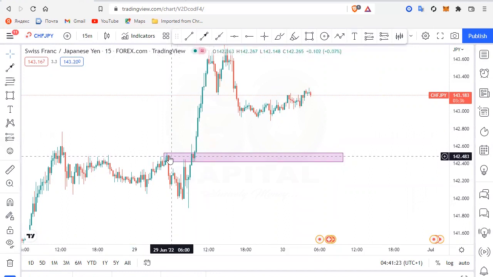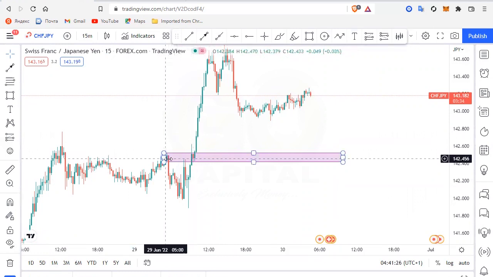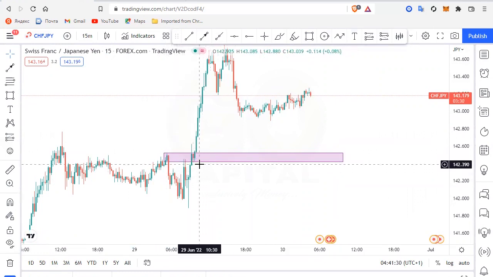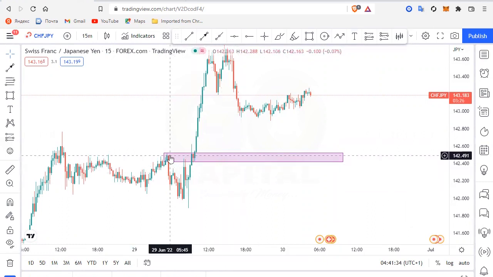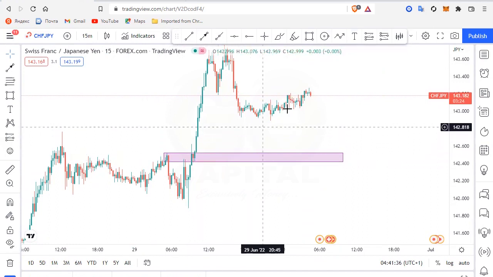In this case, this is a block. This block has a name, it's called an order block. But you don't need to know about all of those. I want to just make this strategy very simple for you. Market will come back to this place and buy again.